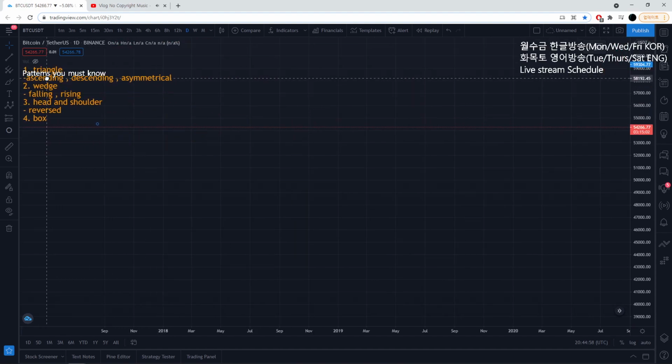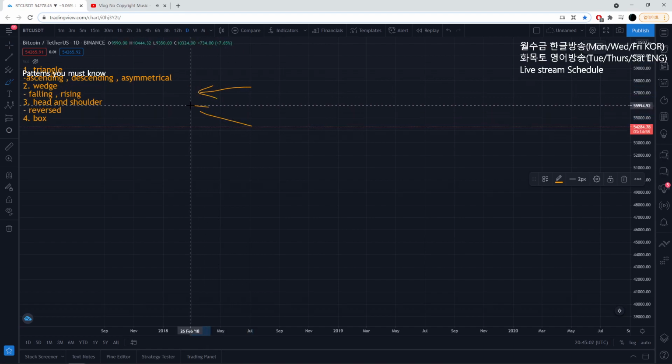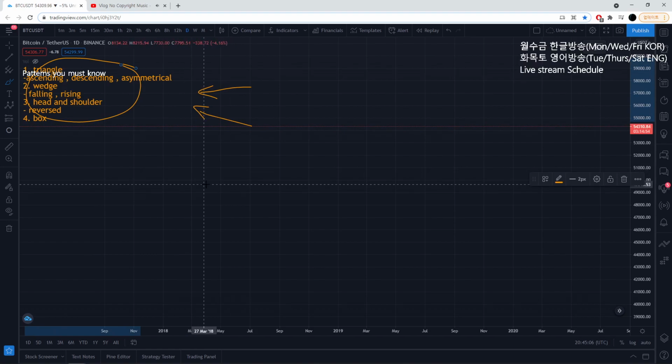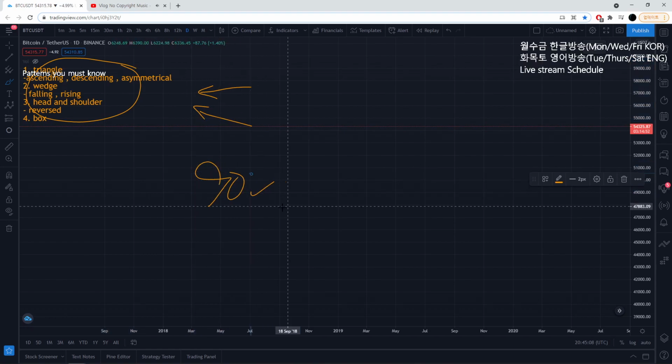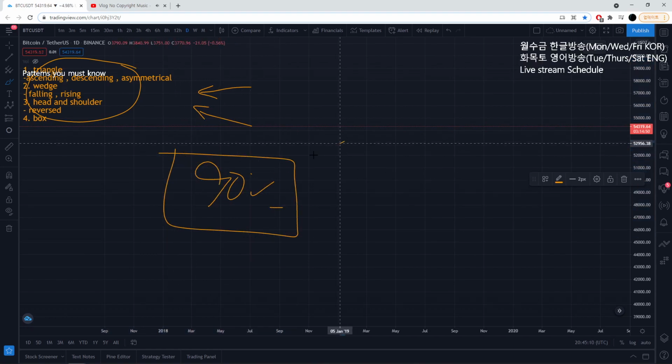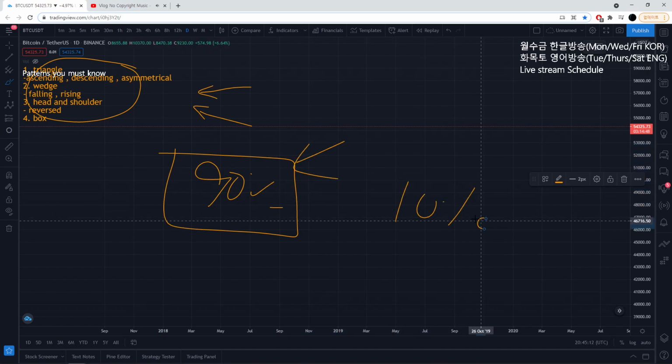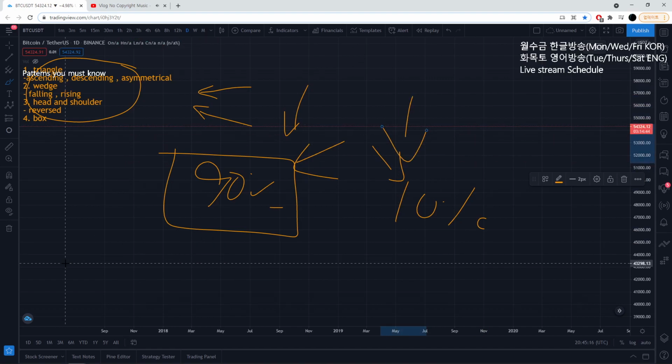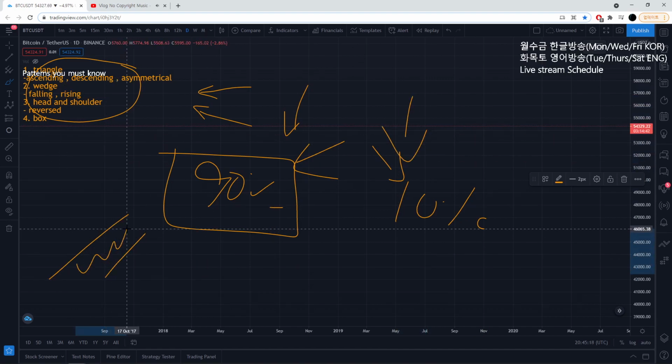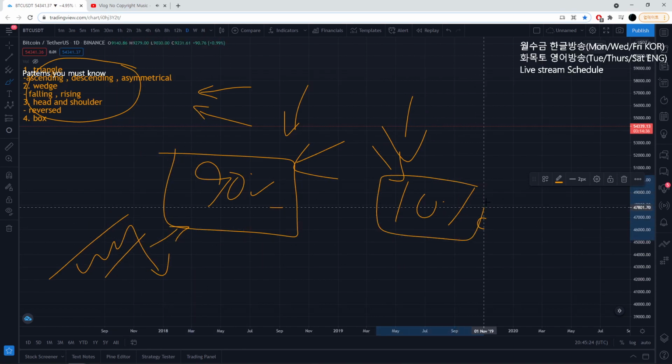Before I start, you need to realize that these are just a guidance. After these patterns form, the result is 90%. When you go to a casino or when you're betting, you would bet on something that has a high percentage. In previous data, we know that a rising wedge normally falls 90% of the time. So you would bet on that, right? But there are times when the 10% wins. So these are not 100%.